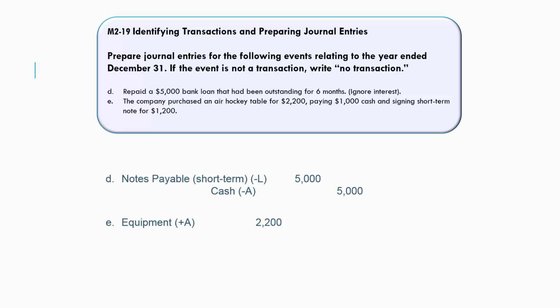Now we're buying an air hockey table, and the value again of something which you purchase is the cash and the liability. Cash or liability. In this case it's cash and liability. The cash we're giving up is $1,000 and the short-term note is $1,200. So the equipment coming in is $2,200. The leftmost side, the asset side of this, the net effect on assets is going to be $1,200. Do you see that? $2,200 minus $1,000.